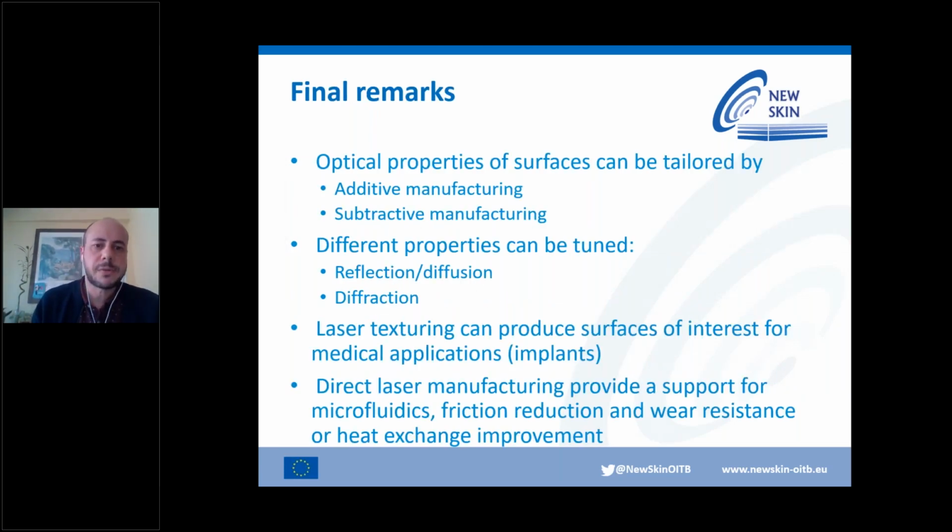And yes, for the final remarks, I would like to say that modifying the optical properties of surfaces can be done by additive or subtractive manufacturing. The only difference is that we remove material from a flat surface, or we add some material to make a patterned surface, and so give the surface certain optical properties. Different optical properties that can be tuned are the reflection, the diffusion properties, and the diffraction. So there are several optical properties that can be tailored, and we have good control of this kind of tailored properties in our portfolio.